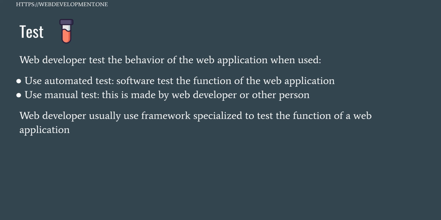Test. In this step, a web developer checks whether his code works correctly or not. The test process can be done with manual tests or automatic tests. Manual testing is an approach where the web developer directly tries the web application. Automatic tests can check the functions of the application without web developer intervention.